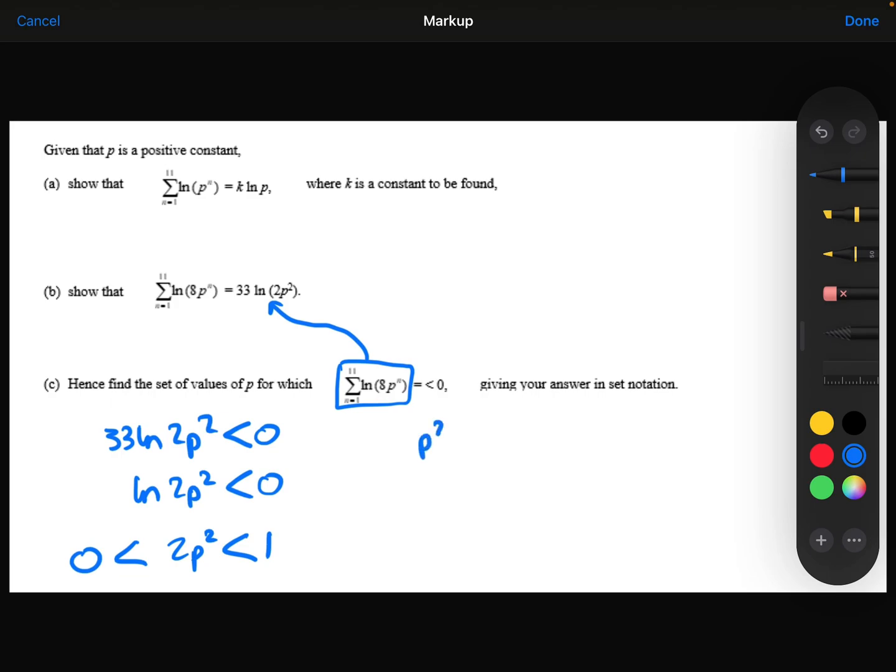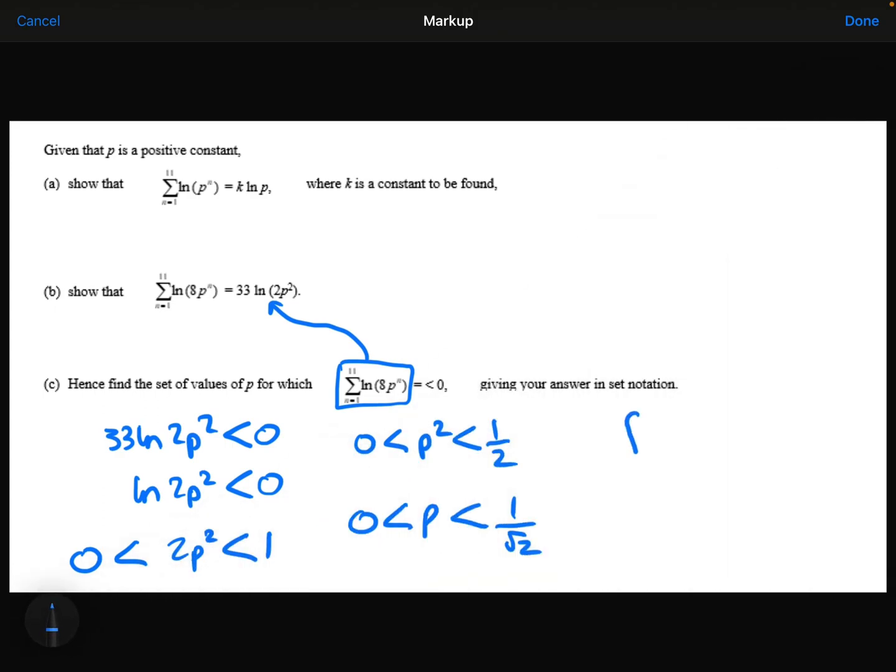Dividing through by 2, so p squared would have to be greater than 0 or less than 1/2. And square rooting, so if p is between 0 and 1 over root 2, now I do need to give this in terms of set notation. So the set of numbers of p such that p is greater than 0 but less than 1 over root 2. And there we go.